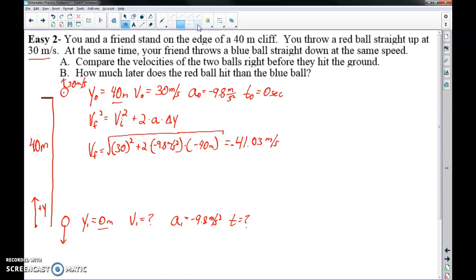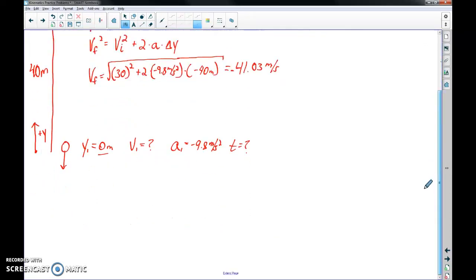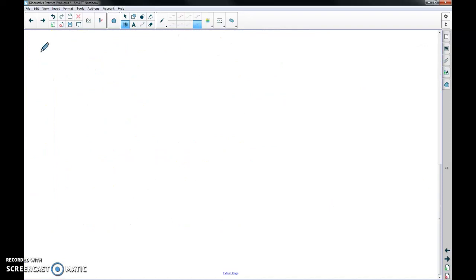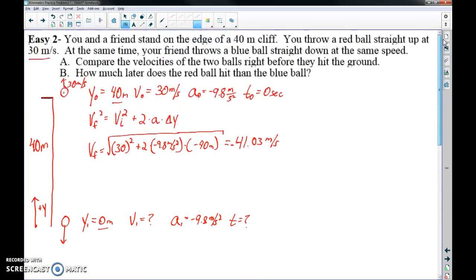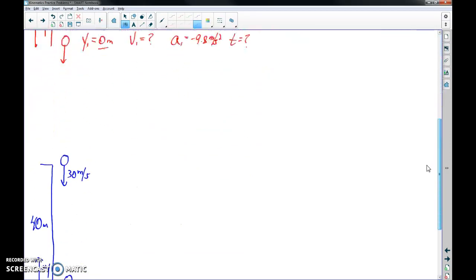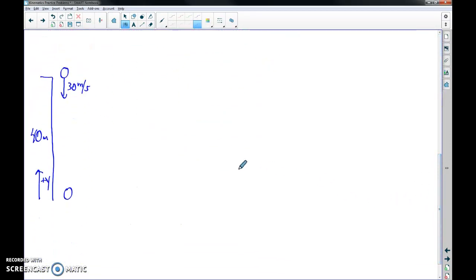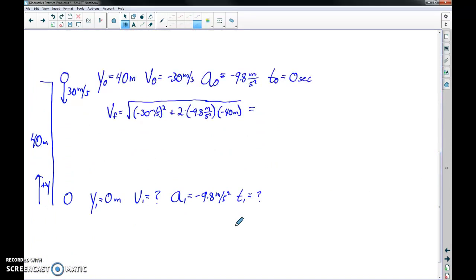To get the velocity of the blue ball, I'll make a second sketch. It's going to be the same sketch, top, bottom, we're still 40 meters. I'm going to define the same origin. This is my positive y direction. And this time we're throwing the ball downward. The only thing that changes in this problem, if I scroll back up to the top, is my velocity goes from a positive 30 meters per second to a negative. So all the values are the same. I'm going to go ahead and fill those values in. I'll be right back. So here we are back with all of our values filled in.